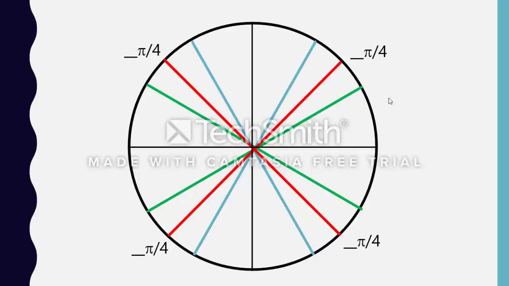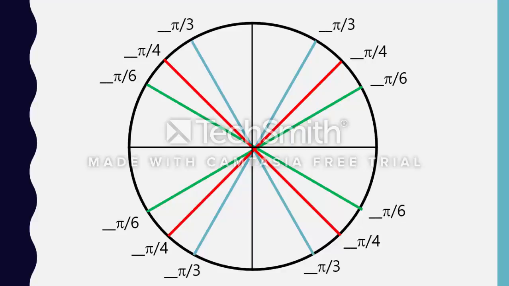When you're first learning to memorize the unit circle, it's useful to simply start by writing blank pi over 4 at the end of all the red lines. Likewise, we can write blank pi over 6 at the end of the green lines, and then blank pi over 3 at the end of the blue lines. This will be our first step in memorizing the unit circle.